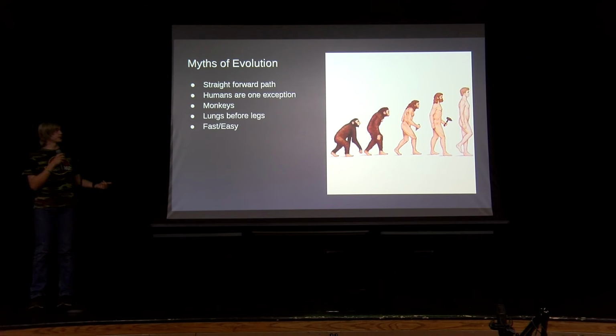Some people believe that humans are the one exception. We did not evolve, we came as we are. Of course, that's not true. And then monkeys. We did not evolve from monkeys. We have the same common ancestor. We did evolve alongside them, though. Around 6 million years ago, our species branched off from the ape species.